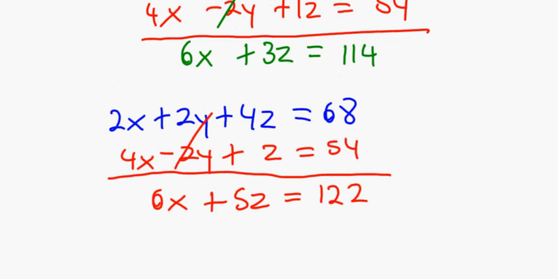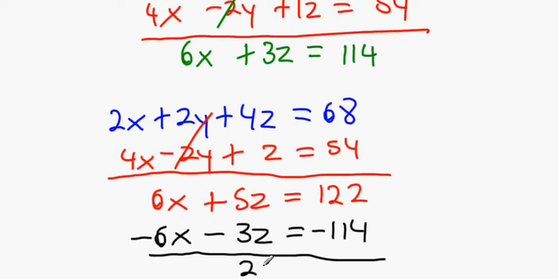Okay, 122. Now, what worked out really well here is the two equations both have 6 in them. So we can just multiply one of them by minus 1. So you're going to multiply this one by minus 1. So you're going to get minus 6x minus 3z minus 114. Take them away from each other. I'm going to get 2z equals 8.